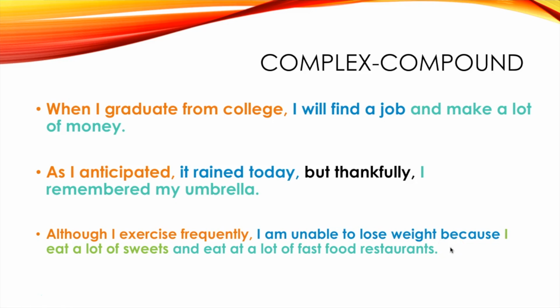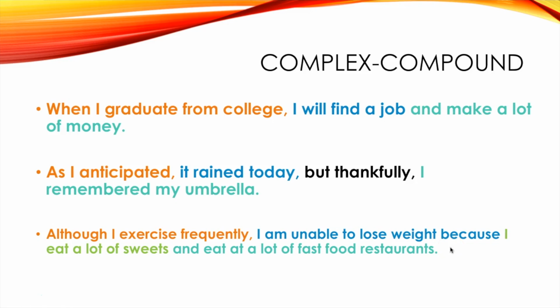Okay, so now we have complex and compound sentences. These are a little bit more complicated. So again, remember, for a complex compound, we combine a complex sentence, which is an independent clause and a dependent clause, with a compound, which is two independent clauses. So we need at least two independent clauses and one dependent clause.